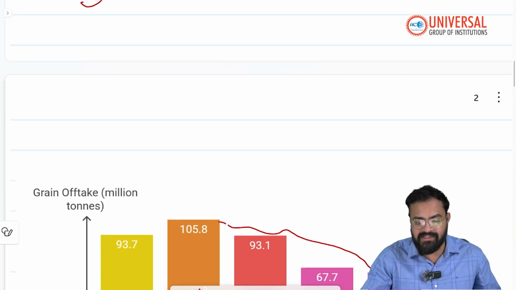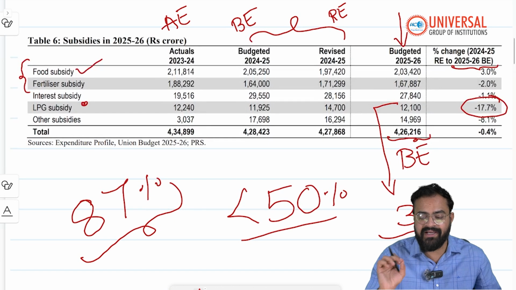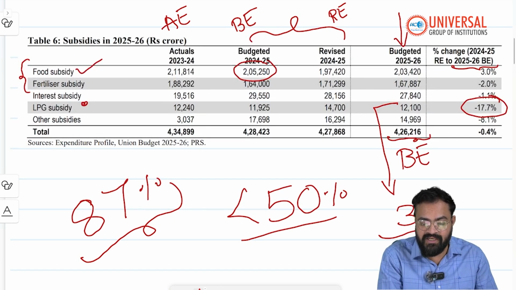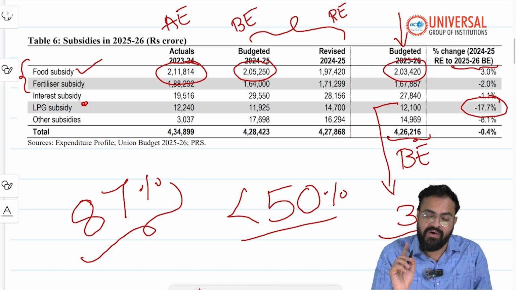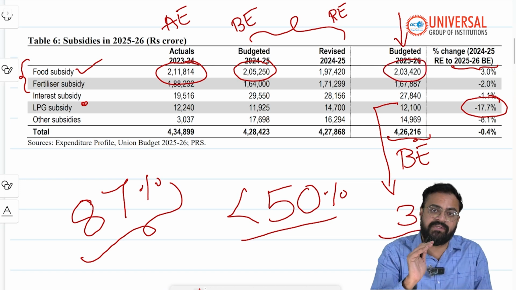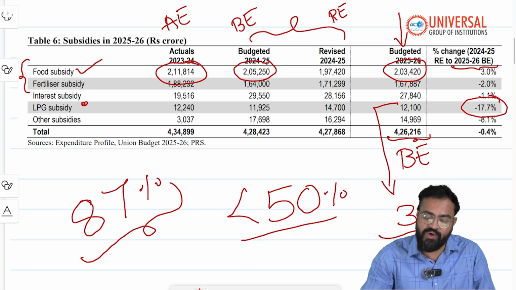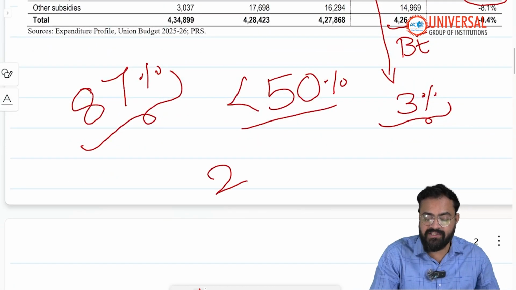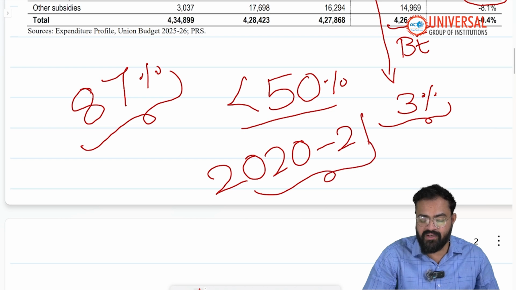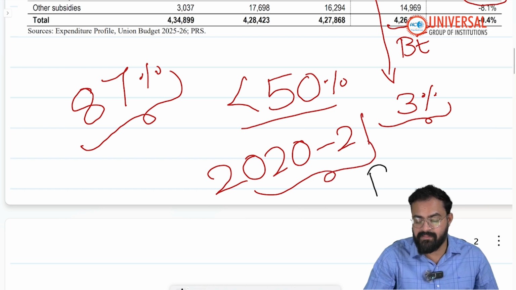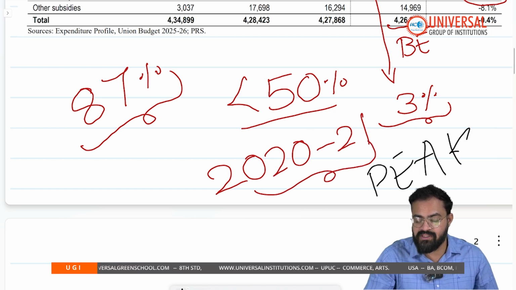That's the reason you can see there is a sharp decline in the food related subsidy. So remember, this food subsidy peaked during the time of the COVID-19 pandemic, that is, you know very clearly, the years 2020 and 2021. This is when the food subsidy reached its peak.